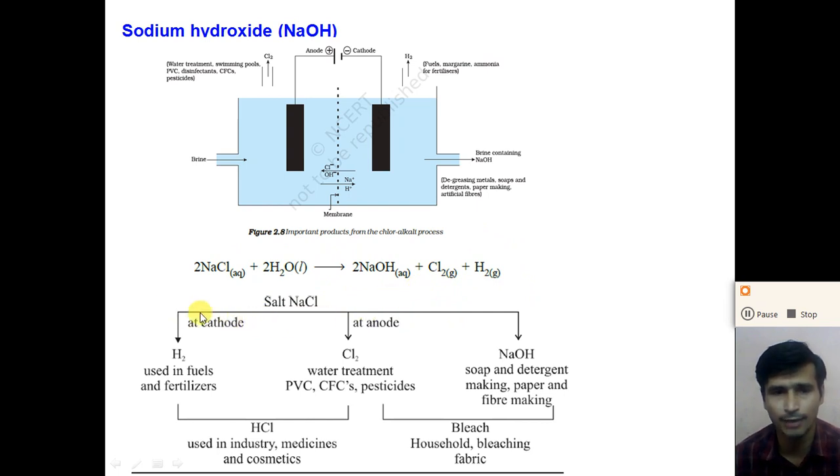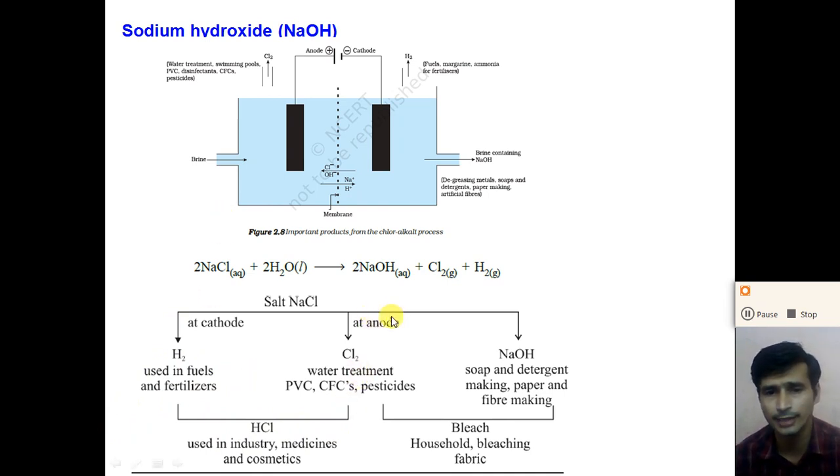At the cathode, we get hydrogen gas, which is used in fuels and fertilizers. Hydrogen gas combined with chlorine forms HCl, hydrochloric acid, used in industries, medicine and cosmetics, right?